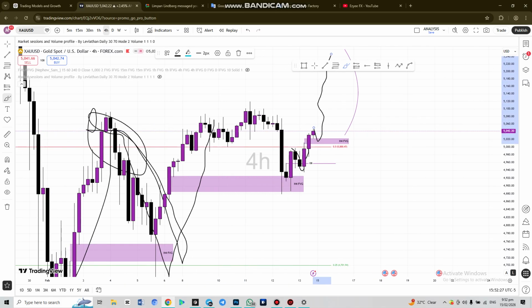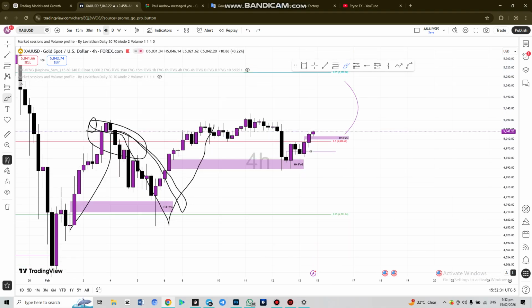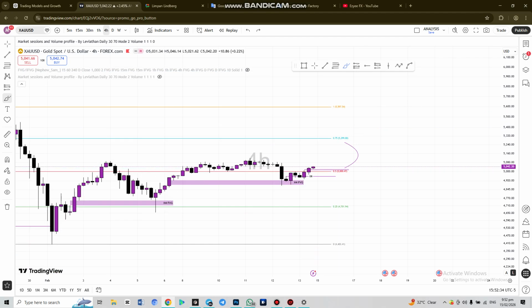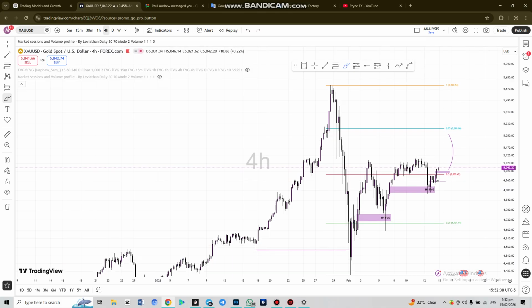This is very straightforward. It is what I'm expecting on gold also. I'm bullish on gold, and I'm also bullish on BTC. So yeah, this is it.